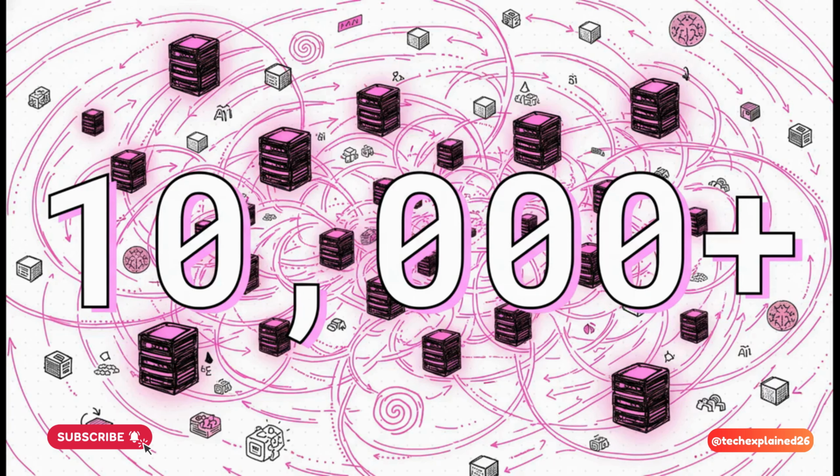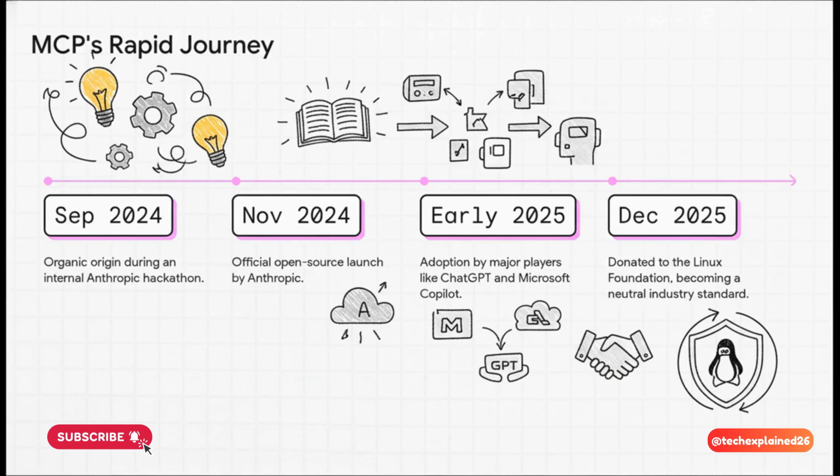By the end of 2025, the community had built over 10,000 active MCP servers. That's not some niche little experiment. That is a massive, thriving ecosystem that was built in just over a year. And the journey from a simple idea to the industry standard happened unbelievably fast.